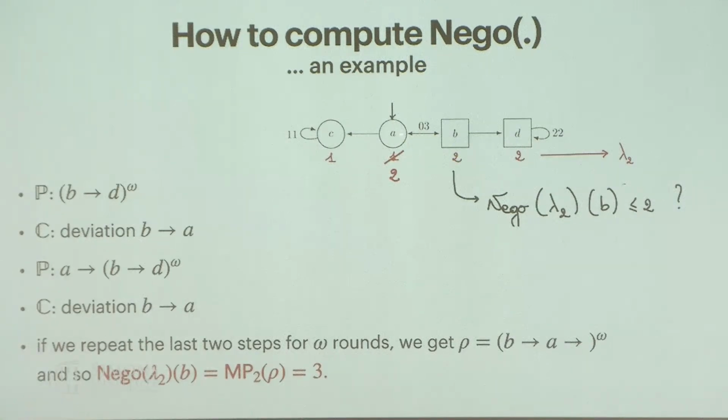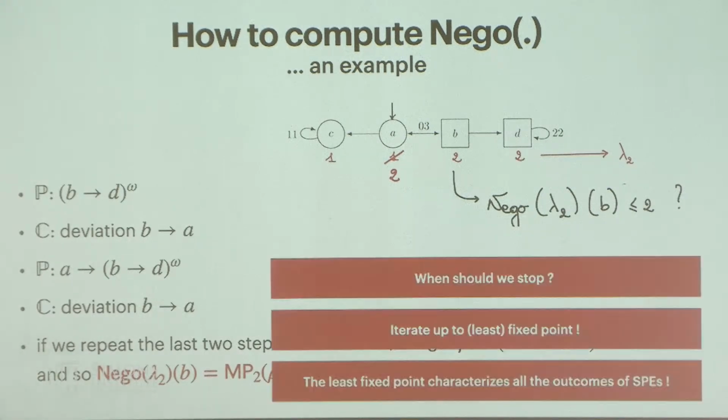Because whenever we are here, the only way the prover has to satisfy 2 is to propose to go there, but then player square will deviate each time and get this row, and so you see that we will end up doing this cycle here, and so the value is now 3. And so the question now is, when should we stop this computation? So we should iterate this up to a fixed point, okay?